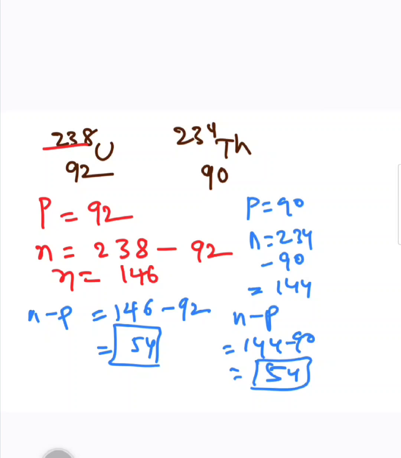Now you have the N value and you also have the P value. So what you do is subtract both, N minus P. N is 146, P is 92. You get 54 for uranium. And for thorium, 144 minus 90, you get again 54.